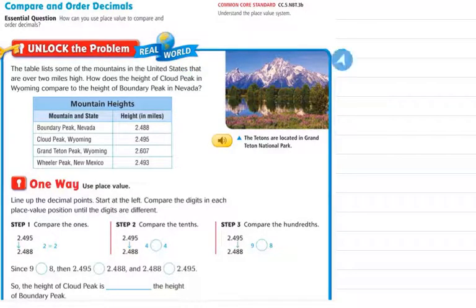So this picture, boys and girls, on the right is the Tetons, which are located in the Grand Teton National Park in Wyoming. So the table lists some of the mountains in the United States that are over 2 miles high. How does the height of Cloud Peak in Wyoming compare to the height of Boundary Peak in Nevada?